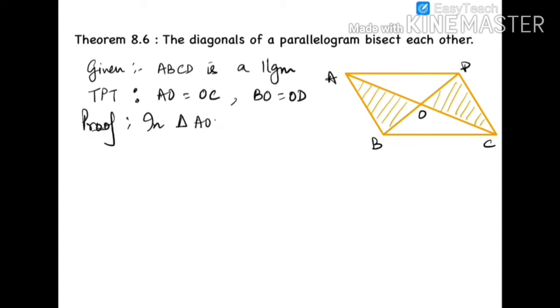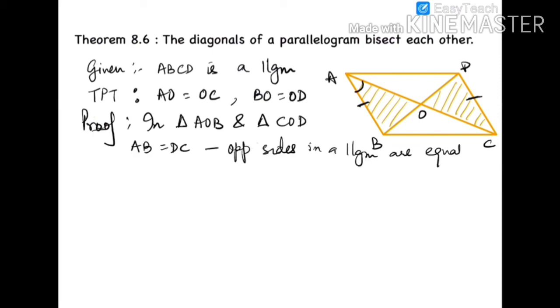So in triangle AOB and triangle COD, since ABCD is a parallelogram, we can say that opposite sides are equal. And can we say that angle 1 is equal to angle 2? Yes, because we know that the opposite sides in a parallelogram are parallel, and hence angle 1 and angle 2 form alternate interior angles that are made by transversal AC with parallel lines AB and DC. So our next step will be angle 1 equal to angle 2 as they form alternate interior angles.